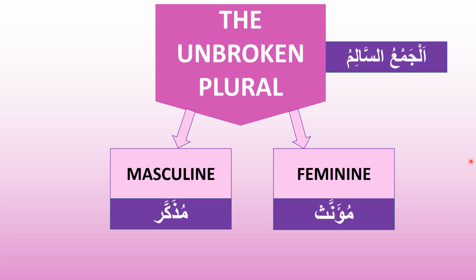It then gets further broken down into two, the unbroken plural, masculine and feminine. The masculine is called mudhakkar and the feminine is called mu'annath. So you must always remember, Arabic is a very detailed language as well. But it's a very easy concept to understand, this unbroken plural, masculine and feminine. And inshallah, you'll see how easy it is to understand. Now, we're going to be focusing on the masculine first, and then we're going to go on to the feminine.